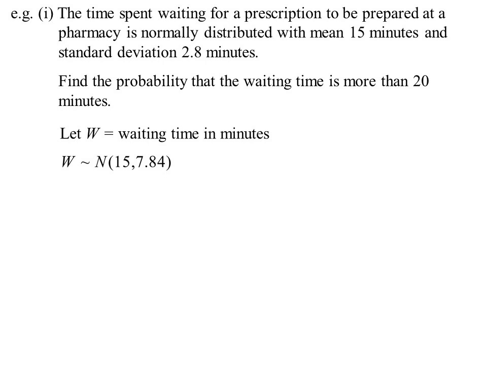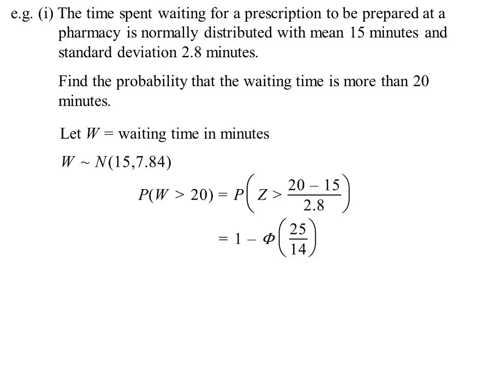So asking for W being greater than 20 would be equivalent to asking Z is greater than 20 minus 15 divided by 2.8, which is 25 on 14. Look that up in our tables. We get 0.96293, so 0.03, roughly about a 4% chance that we'd be waiting more than 20 minutes.